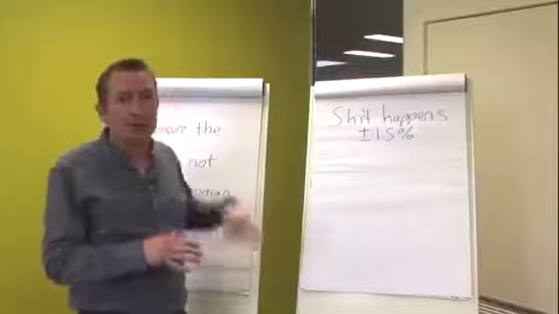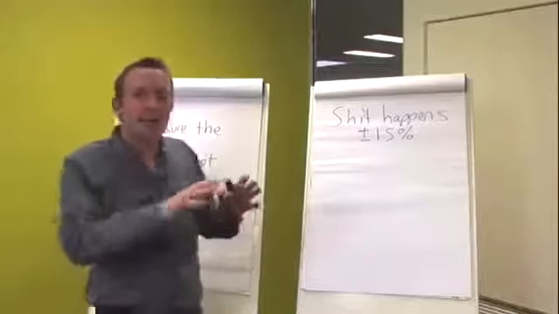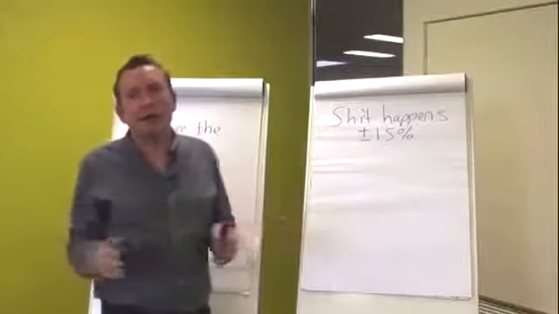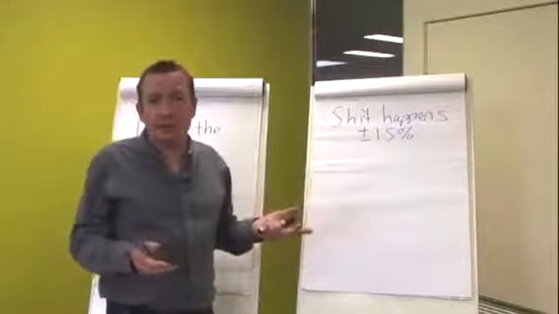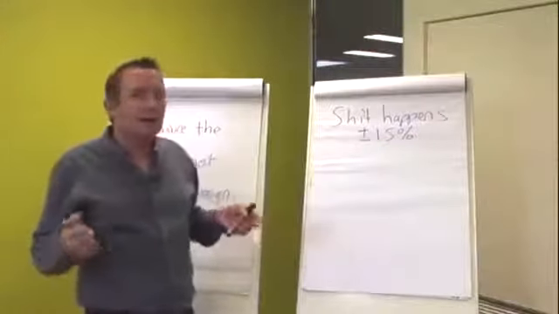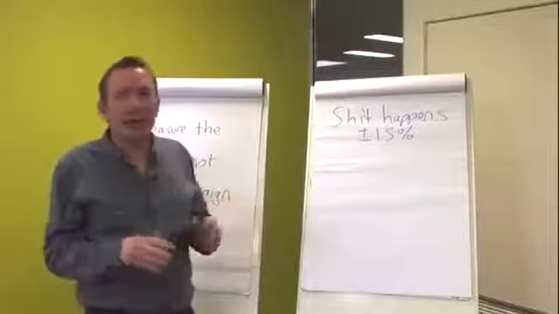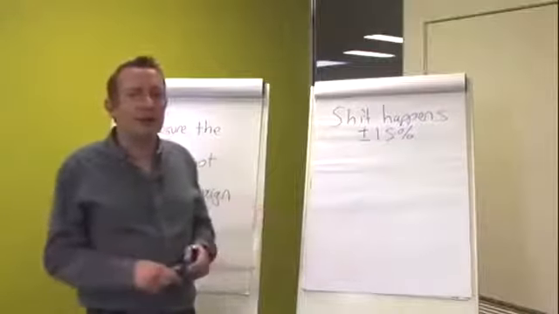Now the good thing about shit happens is that it evens out over time. Because shit happens is luck, sometimes it's going to be good and sometimes it's going to be bad. So what we really ought to be measuring is how well we have done over the whole year.